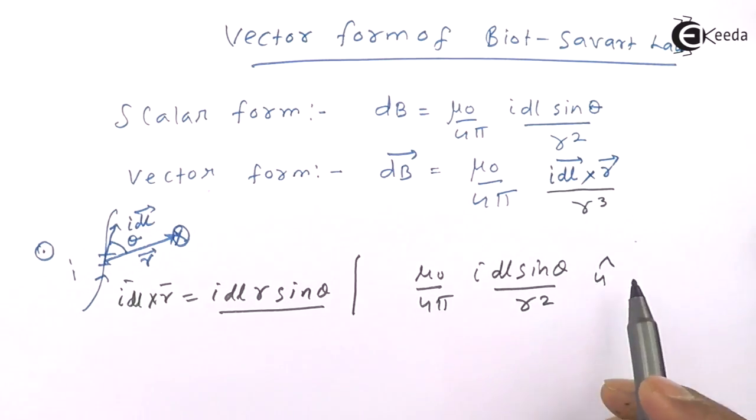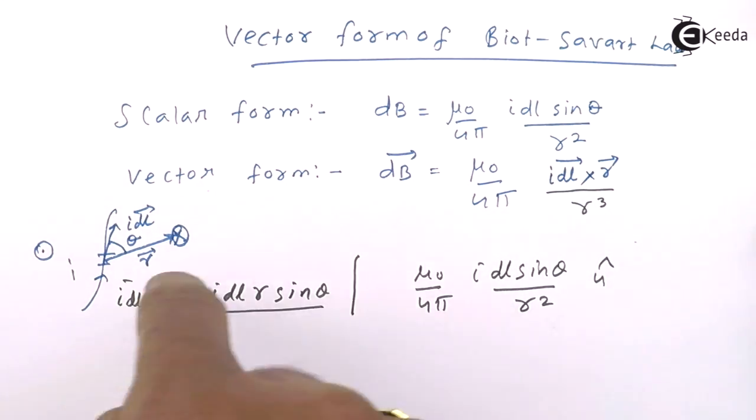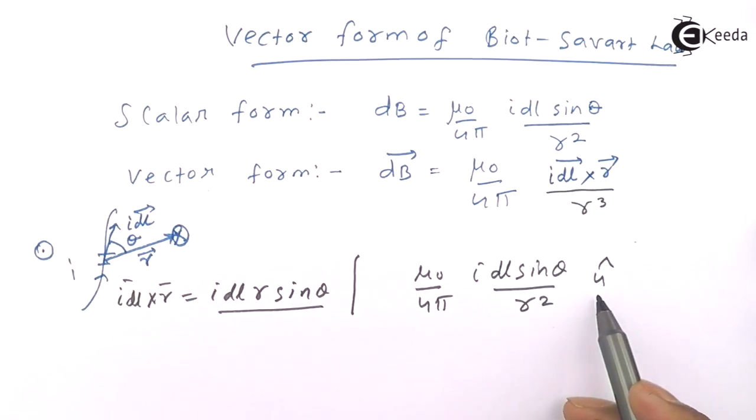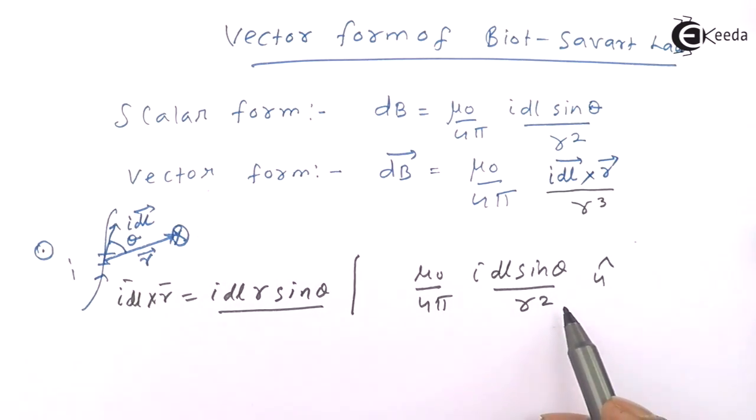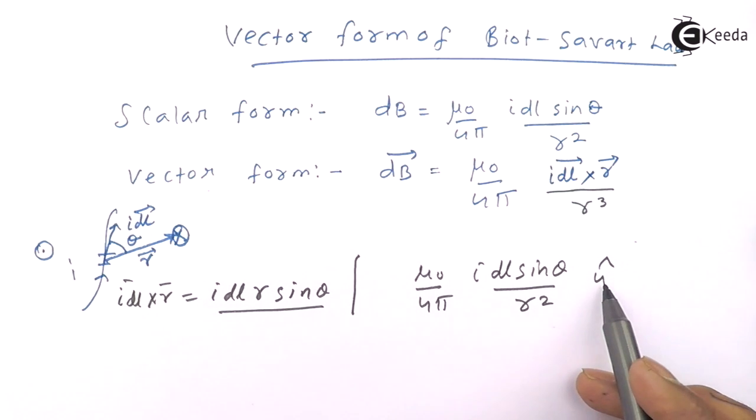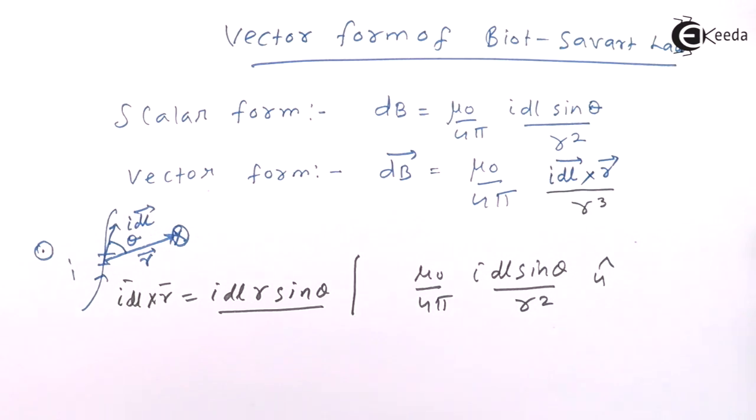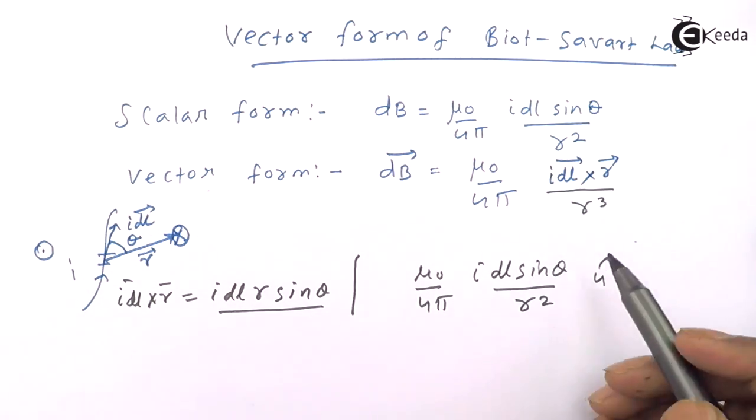If I multiply a unit vector in the direction of the magnetic field, then also I will get the expression. So this is a scalar multiplied by a vector, and it becomes a vector form. But what is that u cap vector? The u cap vector is this, I call this vector dv. So you have to write the unit vector along this direction.